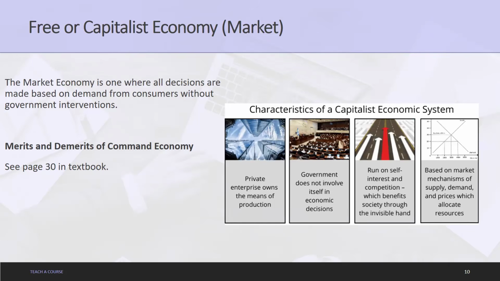For the capitalists now, where the private individuals are making decisions, this also has its own set of advantages and disadvantages. For one, competition creates better quality goods and services. Because they'll have different individuals competing with each other, they are going to improve the quality of goods and services. Also, they operate based on demand and supply. They want to provide goods based on what people want.